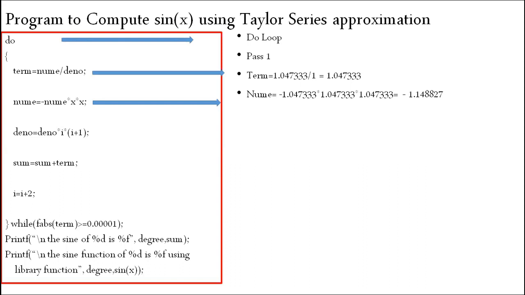So here we'll see the flow. Numerator is equal to, what is the numerator value? Being associated with minus, that is minus 1.047333 into x into x. What is my x value? 1.047333 into 1.047333. So this statement has achieved x to the power of 3. So 3 times I'm going to multiply the value of x, that is with the minus sign. That is the second level of my formula, minus x to the power of 3 by 3 factorial. So this part is only with respect to the numerator.